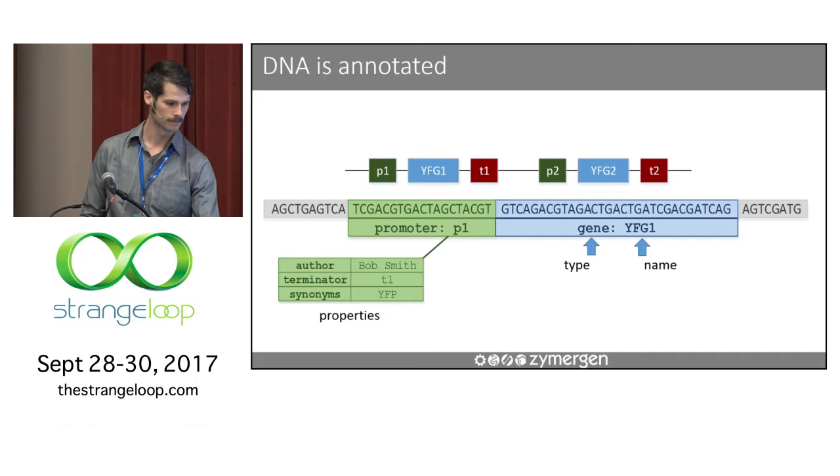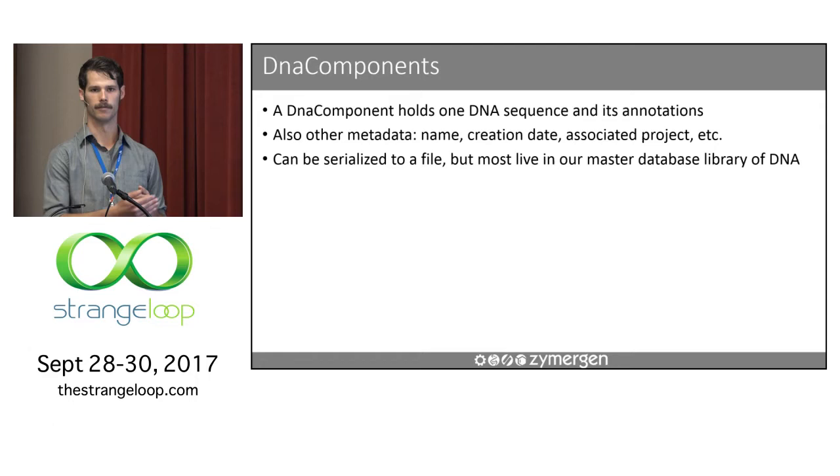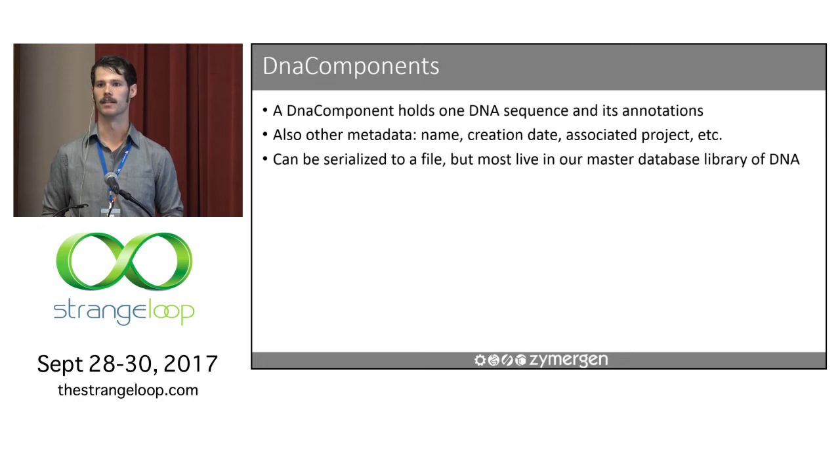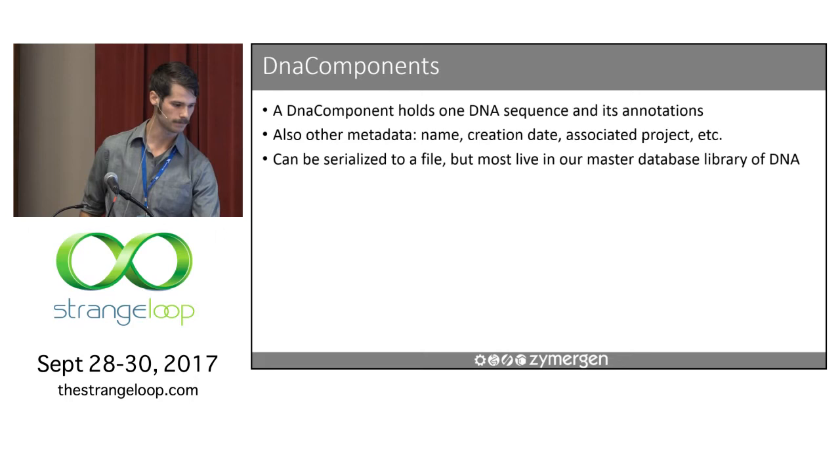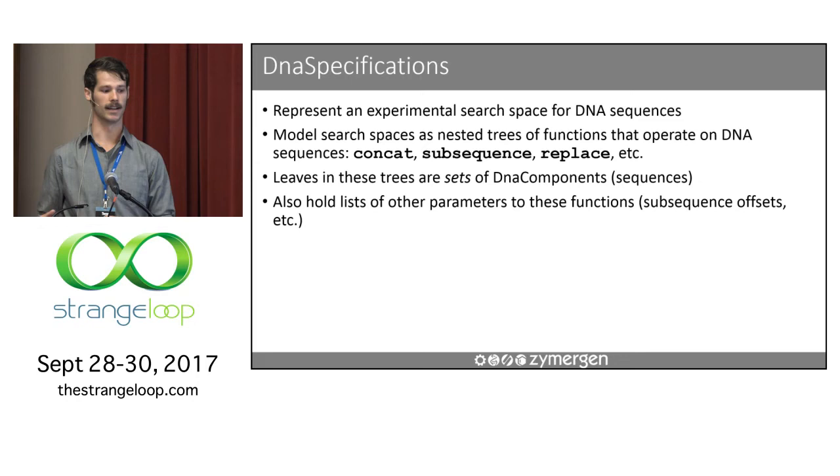So a DNA component, then, is this idea of a single sequence of DNA along with all of the annotations we have for that sequence. We have our DNA components compatible with the common formats for storing DNA, GenBank and SBOL, for example. And DNA specifications, then, are the search spaces over those DNA components. They model these search spaces, like I said earlier, in much the same way that an abstract syntax tree is modeled in your programming language.